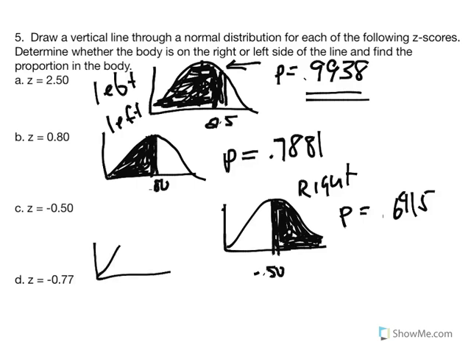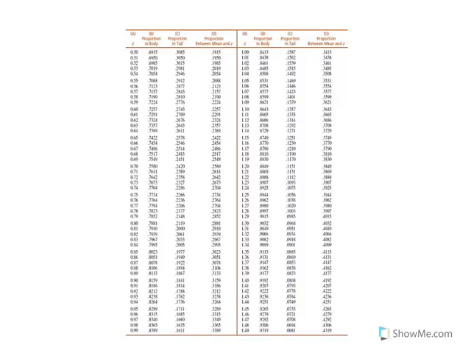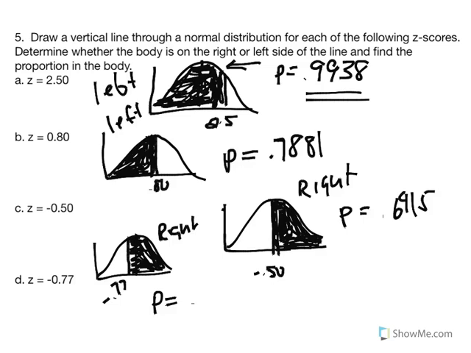Finally, the last one, we have another negative z-score, pretty close to the mean, negative 0.77. Once again, it's a negative z-score, so the body will be to the right of that value. And the probability is equal to, we're going to again utilize a unit normal table. Here is our unit normal table. We enter it using column A to find our z-score of 0.77, and we find it right here, and the proportion in the body is 0.7794. So here we would report 0.7794. So 77.94% of the entire distribution is represented by a z-score of negative 0.77 or above. Or we can say there's a 77.94% chance that we would select a score that corresponds to a z-score of negative 0.77 in this distribution.